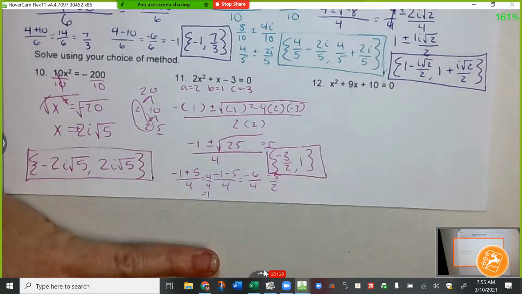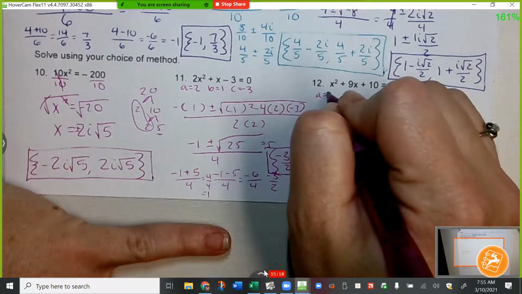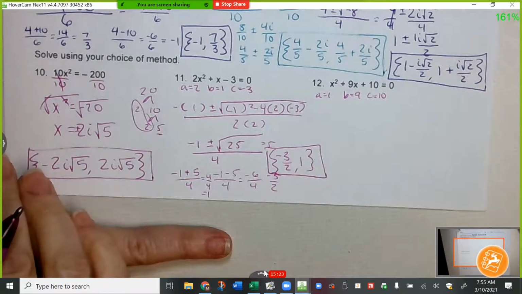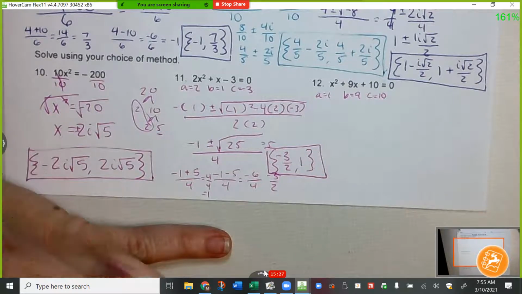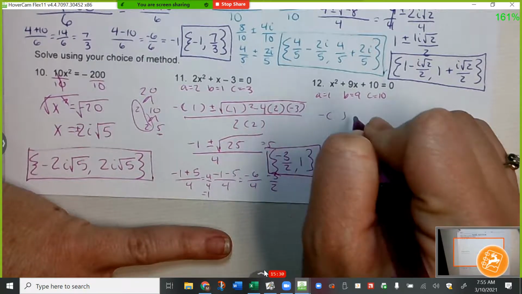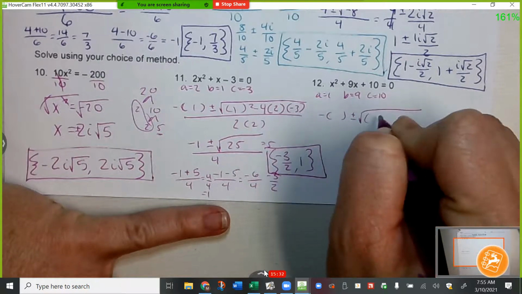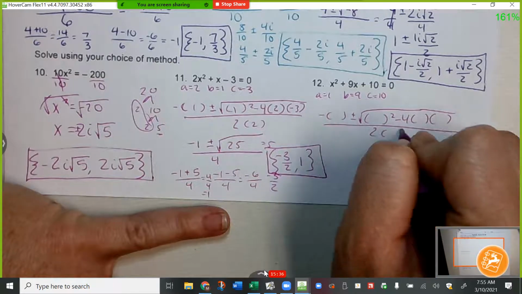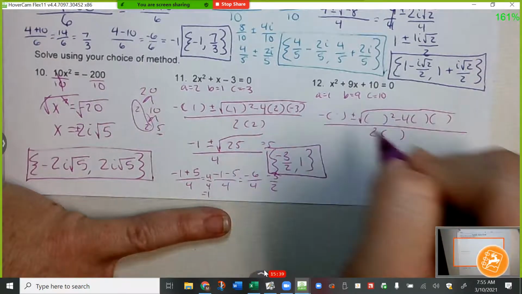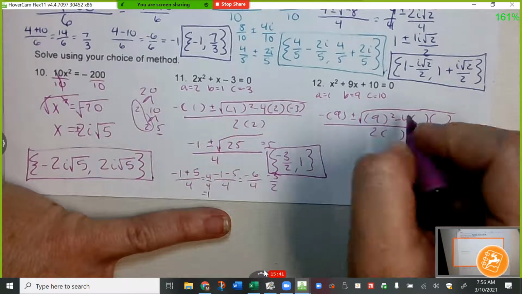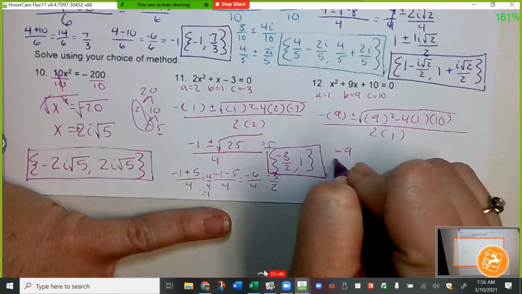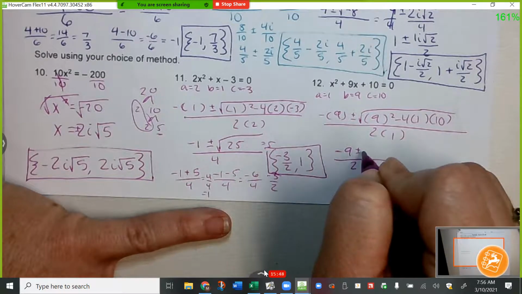I can do this one by factoring. A is 1, B is 9, C is 10. Actually, you cannot do this one by factoring, so don't. Negative B plus or minus square root of B squared minus 4 times A times C, all over 2A. B is 9, A is 1, C is 10. So I get negative 9 over 2 plus or minus the square root of something.